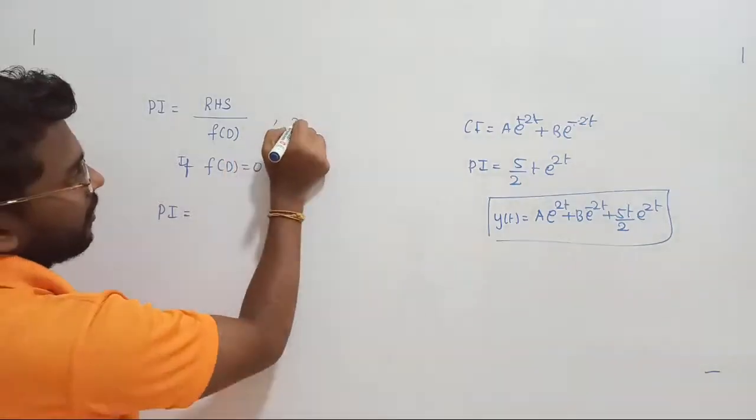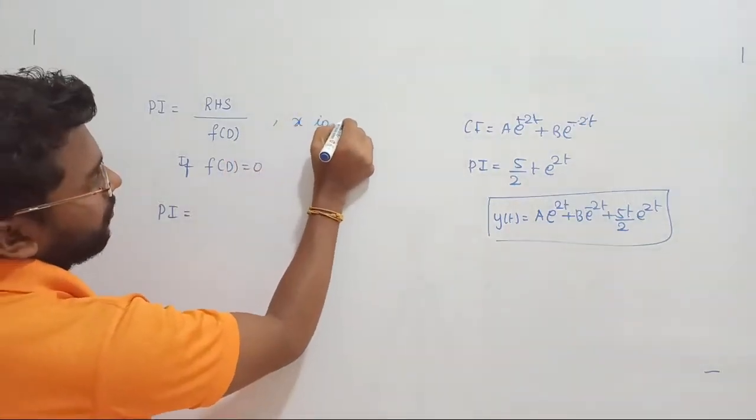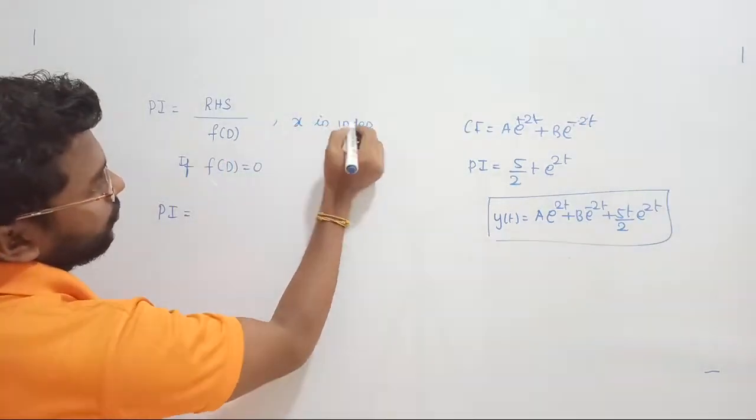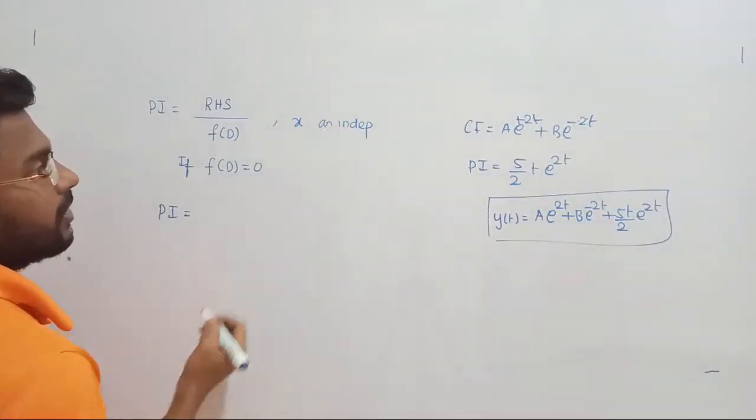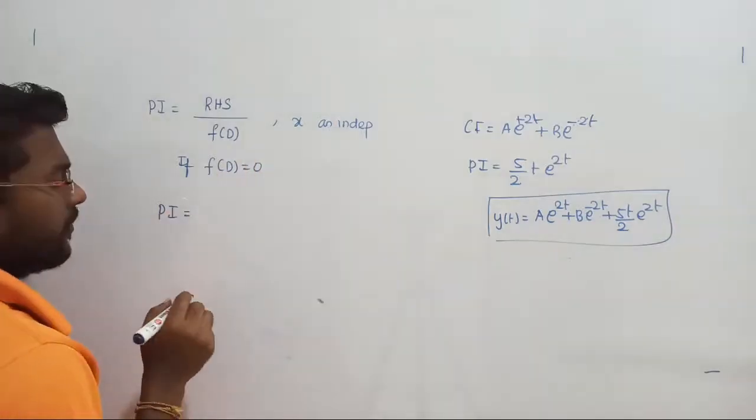for an example here x is an independent variable. நம்ம ஃபங்க்ஷன்ல x வந்து independent variable இருக்குன்னு வெச்சுக்கோங்க. x is an independent variable, right? So x is an independent variable. Suppose if it is an independent variable, then how will you write?